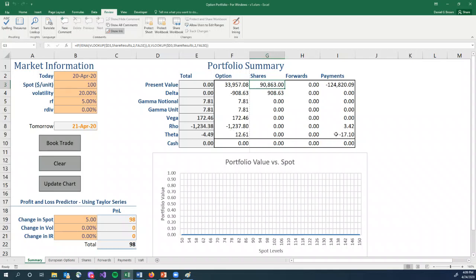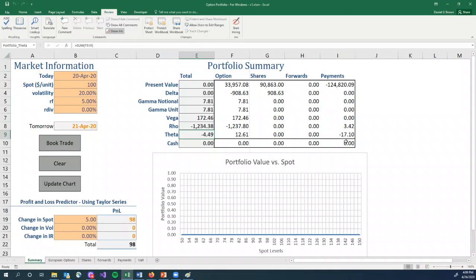We can see that negative theta here, negative $17, and that negative theta offsets the positive theta from the option, giving our portfolio a negative theta. And so the relationship between theta and gamma is only true on a zero present value delta hedged portfolio. If our portfolio is not delta hedged, then this is not strictly true. So we have to delta hedge our portfolio, and then we have this relationship, negative theta, positive gamma, or vice versa.